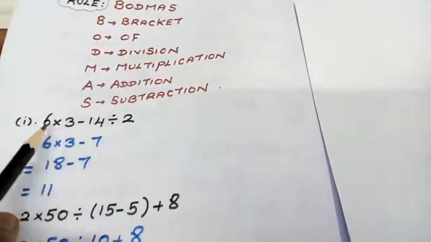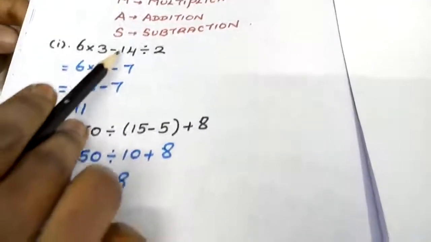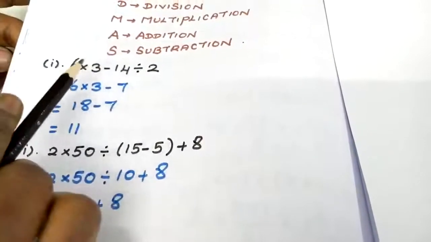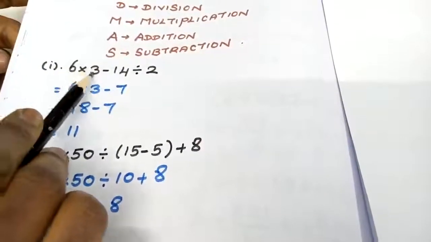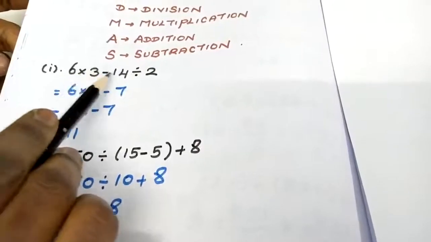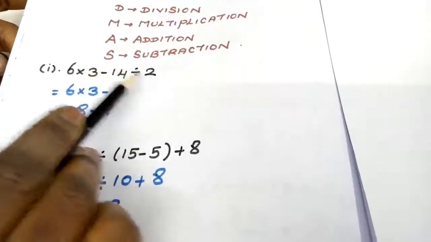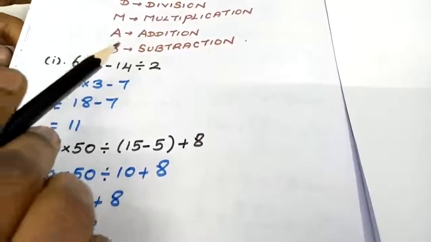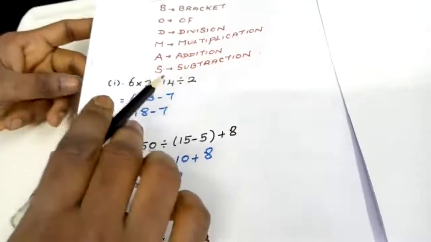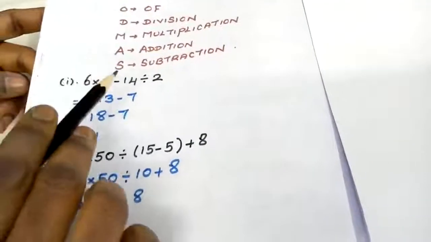So the first question: 6 into 3 minus 14 divided by 2. Don't think that you can do the calculation in any way, like multiplying 6 into 3 as 18, then 18 minus 14, divided by 2. Please don't do it that way, students. You will get some answer, but that is not a proper, correct answer.